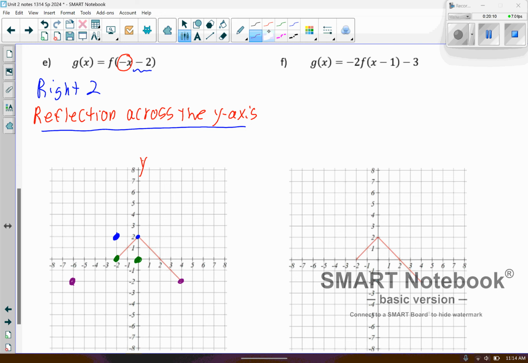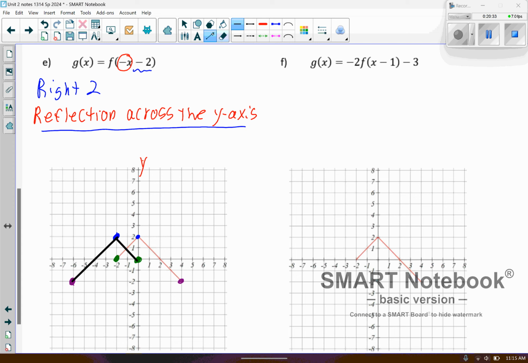Now we're going to connect my new dots. Once again, you want to be careful. You probably should connect them in the order that they originally were, just make sure you don't connect them wrong. So we went green, blue, purple. So green to blue to purple. And so that would be my g of x function right there.